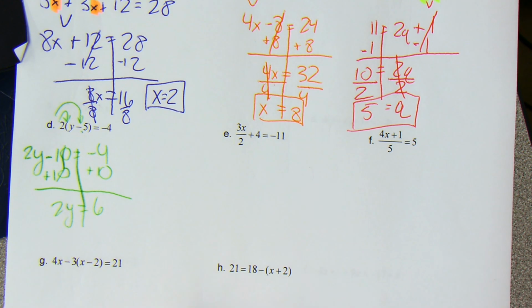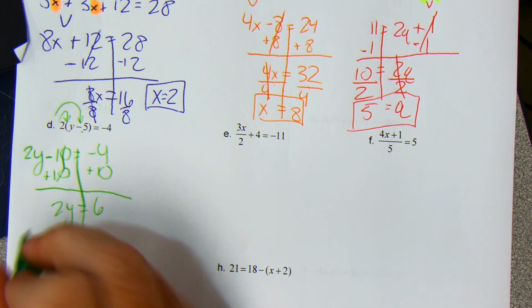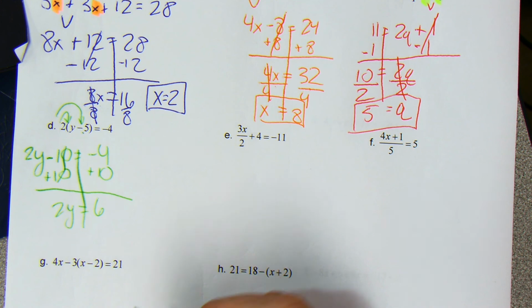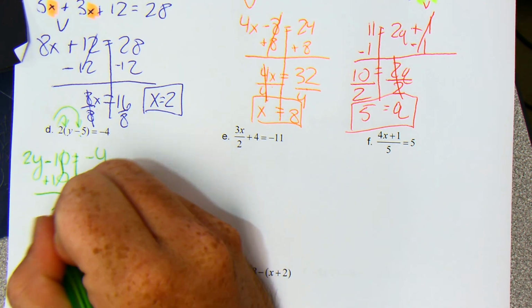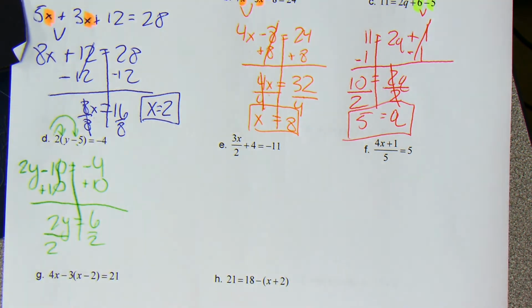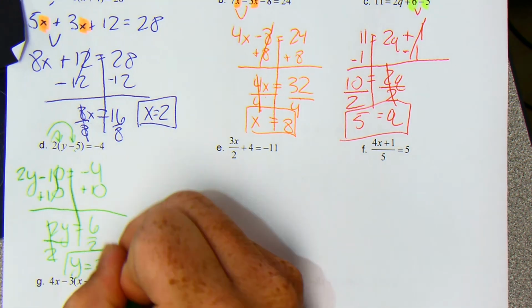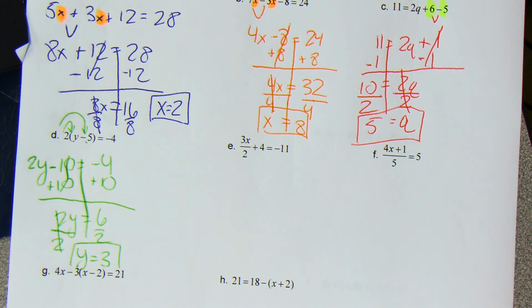Okay, so now all I have is that 2 that's attached to my variable. So in order to get rid of that 2, I need to do the opposite operation. Anytime a number is next to my variable, that is multiplication. So the opposite operation of multiplication is always division. So I need to divide by the number that's multiplying my variable, which in this case is this 2. So I'm going to divide by 2 on both sides of the equation. Those cancel out, and I'm left with y equals 3. Okay, that is the correct answer for that problem.